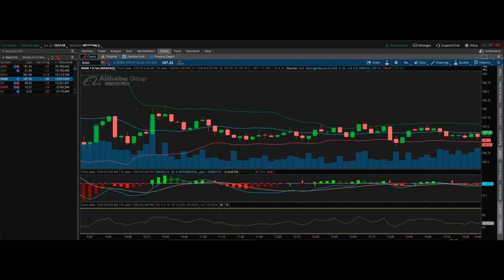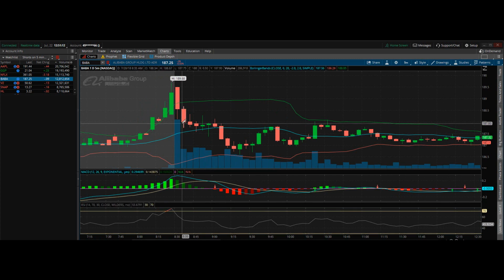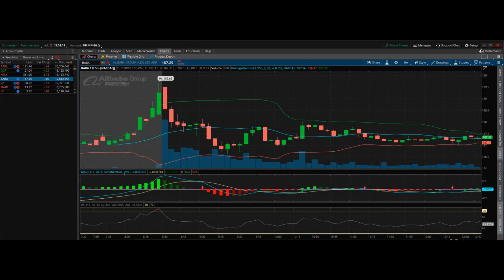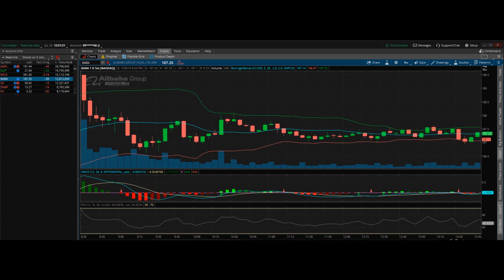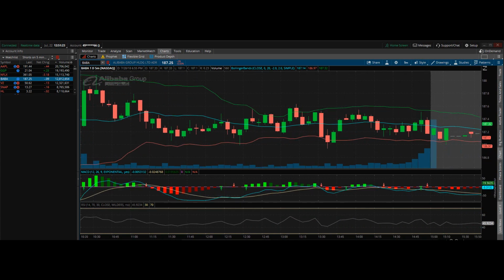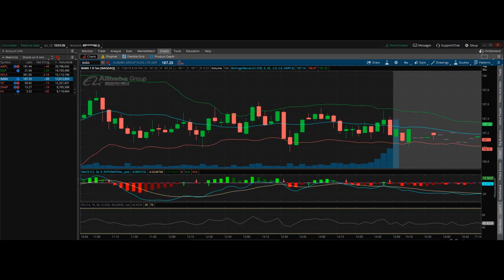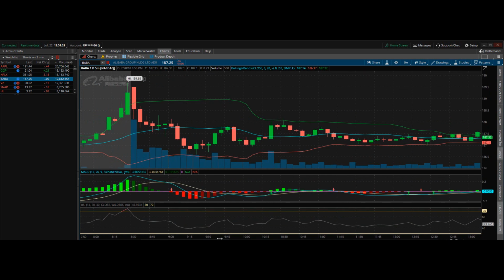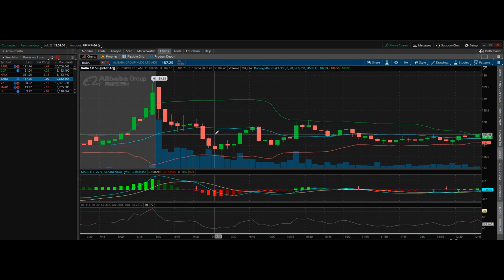Let's see. Go to the beginning of the day. Now, this one right here, honestly, it really doesn't look too good. I mean, you do see this big dip right here, and if you play in between these lines, then you know how to use it. But I only play once it breaks past these upper and lower bands.